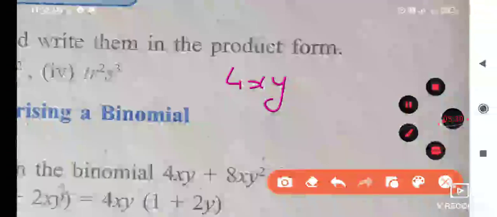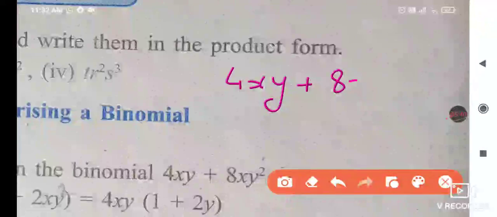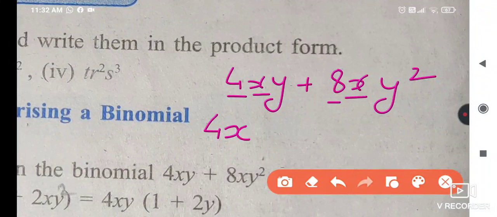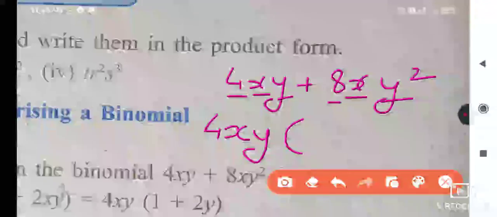4xy plus 8x square y square, right? As you know, we will see the numbers first. In the table of 4, 8 is there. So 4 is common, we have to take it outside. Now here 1x is there, here also 1x is there, so 1x is common. Here 1y and here 2 y's, y square means 2 y's are there. So 1y is common. Now in the bracket what do we have to do?